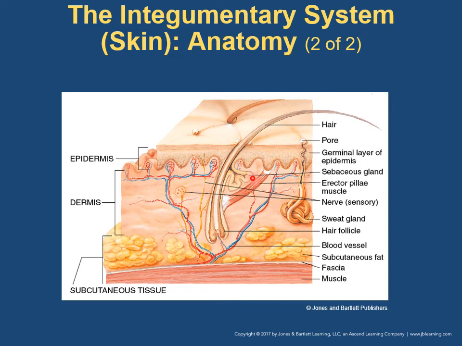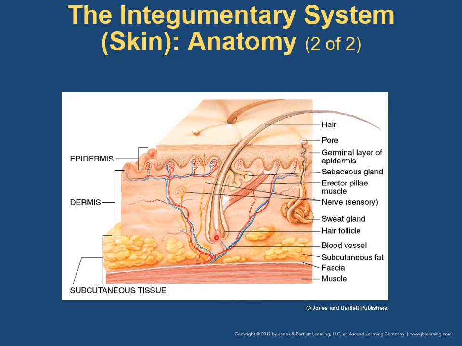They secrete sebum, which provides waterproofing and softening. Hair follicles are small organs that produce hair. So that is the hair, and then down here is the hair follicle. And what else do we have? Blood vessels provide nutrients and oxygen to the skin.